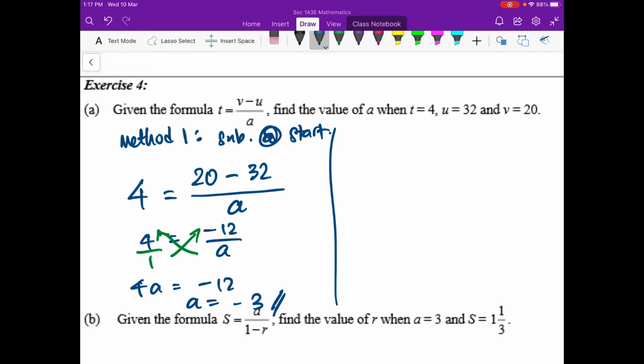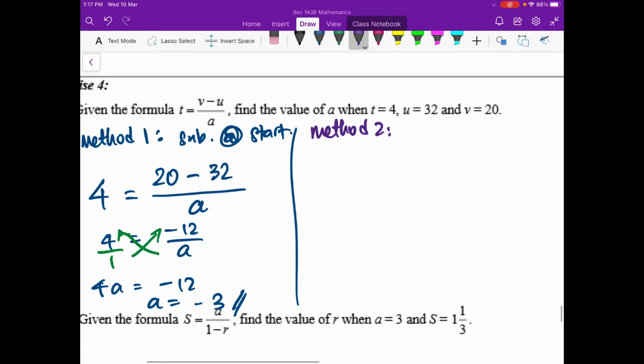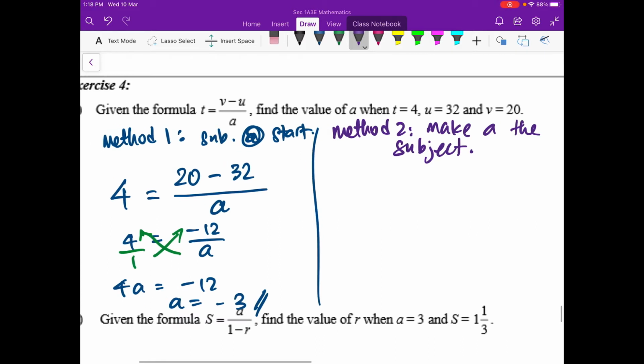The other method, on the right hand side, method 2. You can choose to make a the subject. So what does that mean? If you look at the formula, we have t equals. So currently, t is the subject. That means when we write t equals something, t is the subject. x equals something, x is the subject. Now since they want to find a, I can make a the subject.